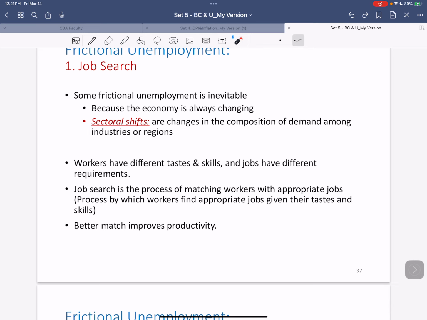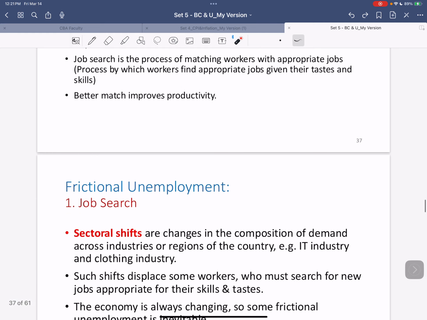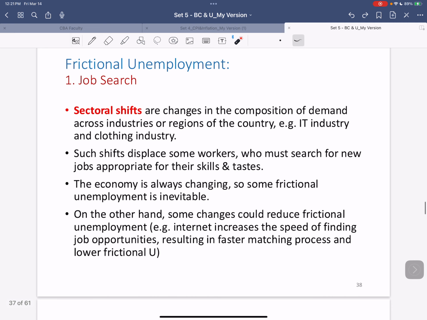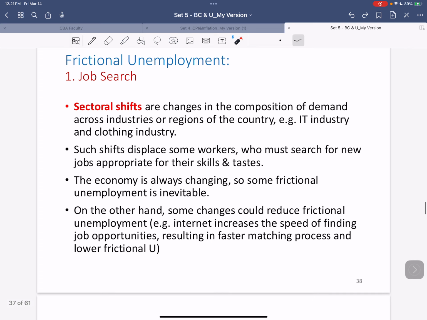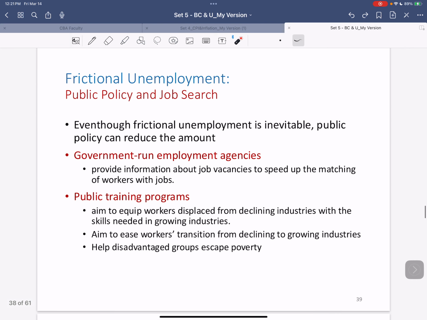Workers in declining industries find themselves out of work and searching for new jobs. The result is frictional unemployment. Okay, and that comes from the sectoral shifts, when the composition of the demand or the needs of the industries are changing.